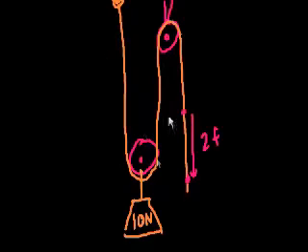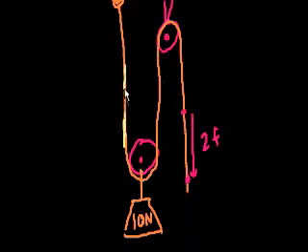I guess you can view it this way if you view that motion as to the right. But if this length of rope is getting 2 feet shorter, what is this length of rope getting? Well, this entire length of rope is also going to get 2 feet shorter, right? This entire length of rope right here. But this entire length of rope is split between this side. Let me do it in a different color.